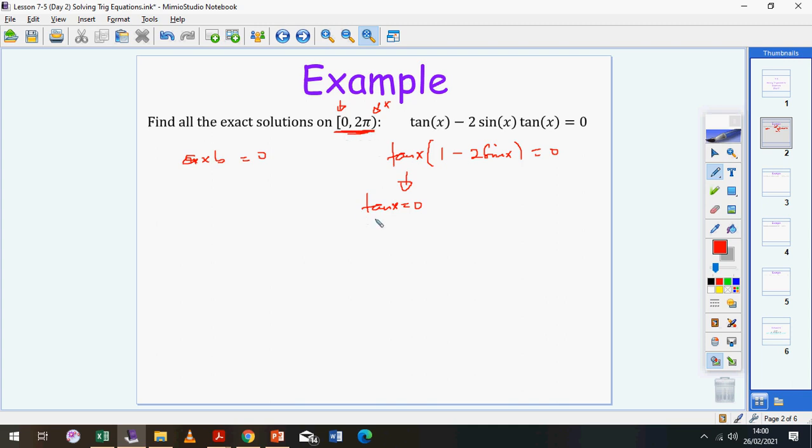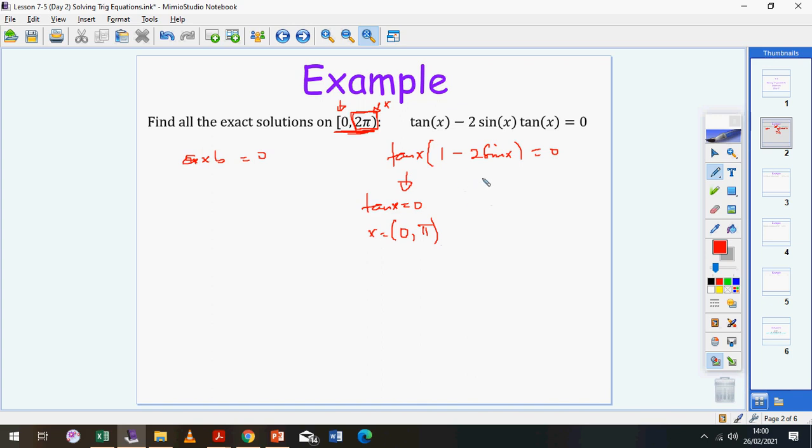So those angles are going to happen when sine is 0. I know sine is 0 at 0, so x is equal to 0. I know sine is 0 at 180, so I also know x is equal to pi. And I could have added 360, but it says 2 pi is not included, so I won't add 360.